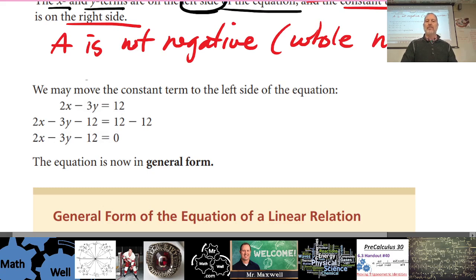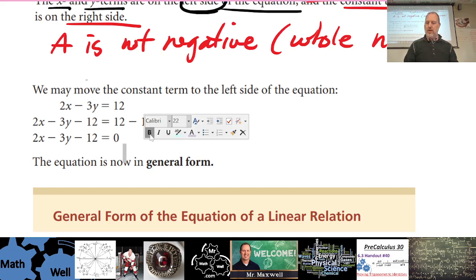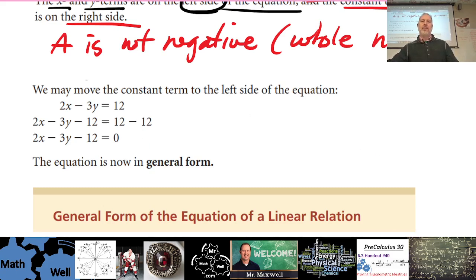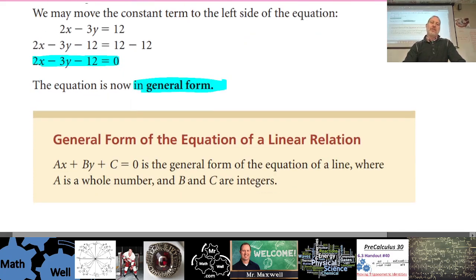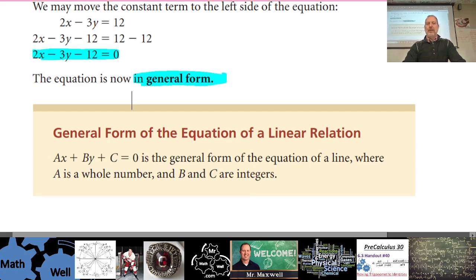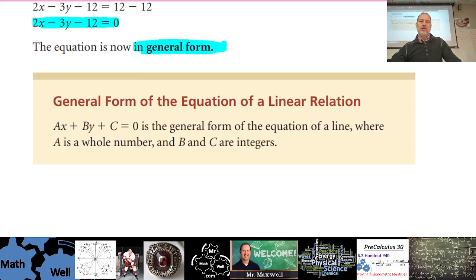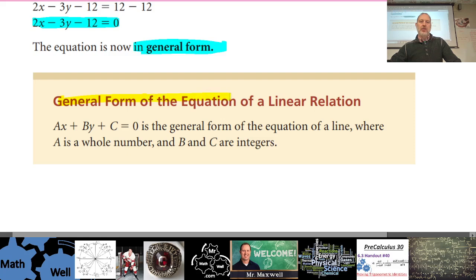Can everyone see that? My computer's not behaving, but can everyone see that right here? So if you move the 12 over to the other side, or subtract 12 from both sides, you get this. Now, this equals 0, so you have nothing left on the other side. This is general form, the form that we want to focus on today. So what is it with general form? Very similar to standard form, except the constant's on the same side. So here is general form, and you should write this down in your notes too, please. General form of an equation: ax plus by plus c, all on the left side, equals 0.